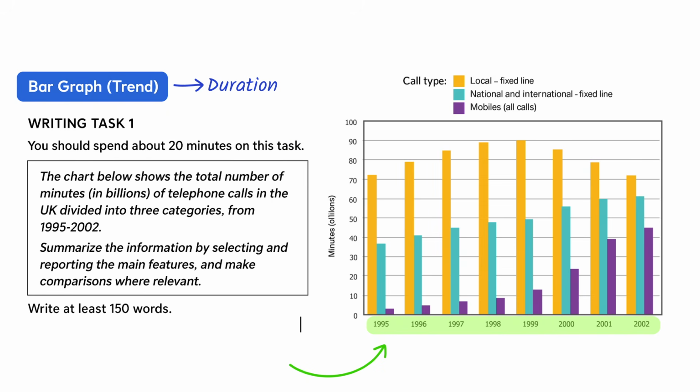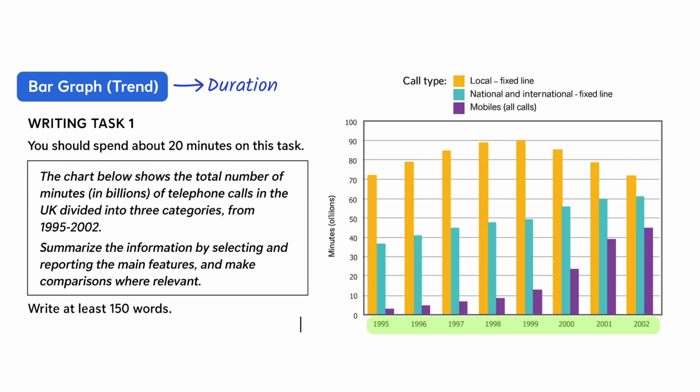So here, our bar chart is about UK telephone calls by category, and there are different categories: local fixed line, national and international fixed line, and mobile all calls. From 1995 to 2002, we have to analyze during a period of time. And first of all, let's read the question together. The chart below shows the total number of minutes in billions of telephone calls in the UK divided into three categories from 1995 to 2002. All right, this is the question.